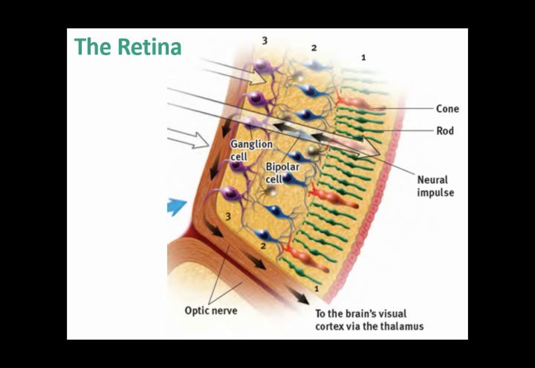Our eyeballs, our retinas, contain rods which process black and white information, light and shadow, brightness and darkness. And then we also have cones, which process color and fine details.